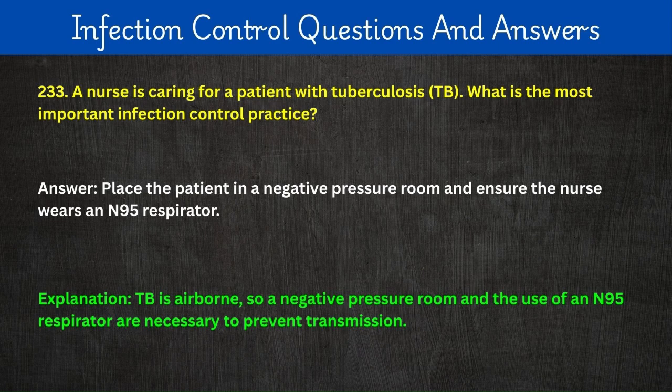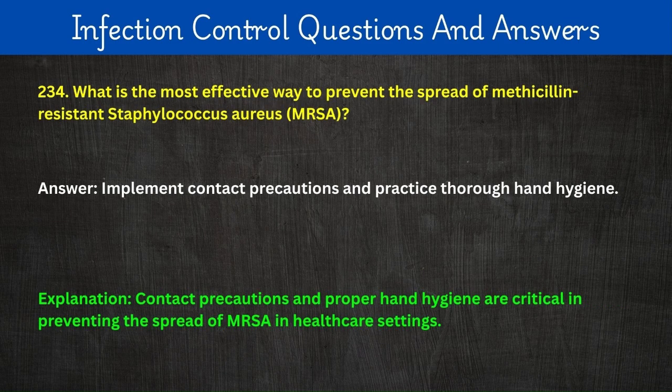Answer: place the patient in a negative pressure room and ensure the nurse wears an N95 respirator. Explanation: TB is airborne, so a negative pressure room and the use of an N95 respirator are necessary to prevent transmission. 234. What is the most effective way to prevent the spread of methicillin-resistant Staphylococcus aureus, MRSA?